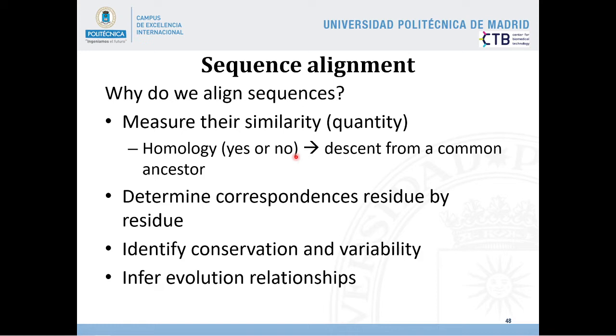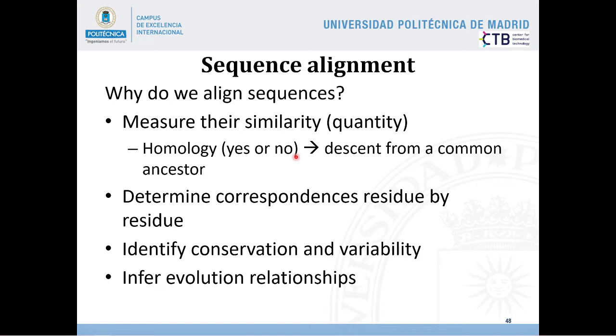Okay, so I already mentioned them, but there are two important concepts here, which are similarity and homology. While similarity is a more quantitative term, two sequences are or are not homologous, okay, as they derive or not from the same common ancestor. From the similarity we can infer homology, so having a measure of similarity will let us think that two sequences are homologous or are not.